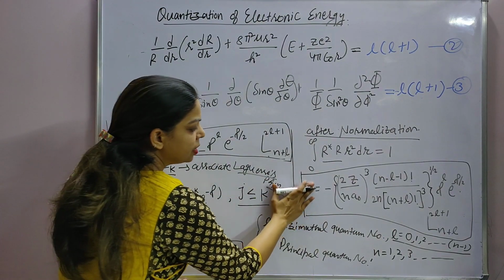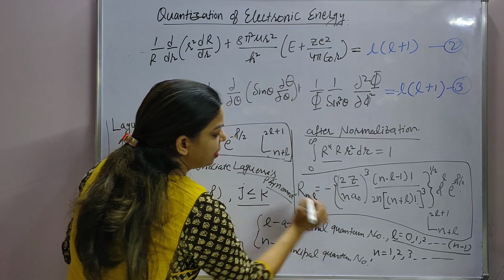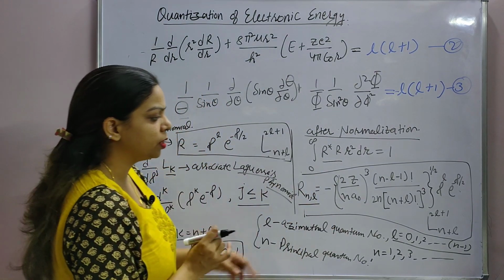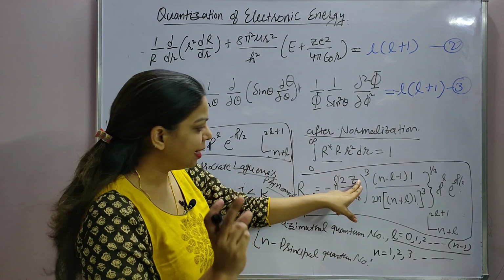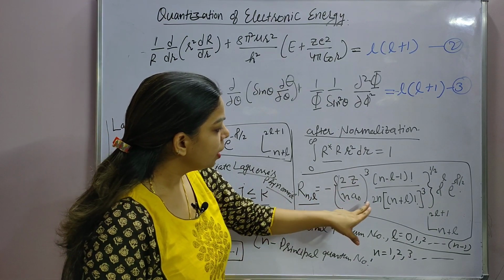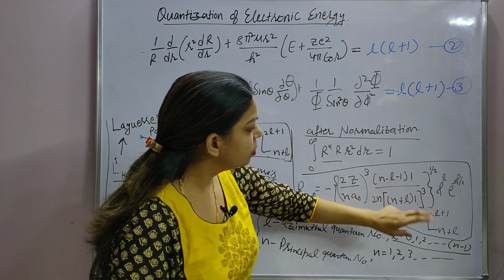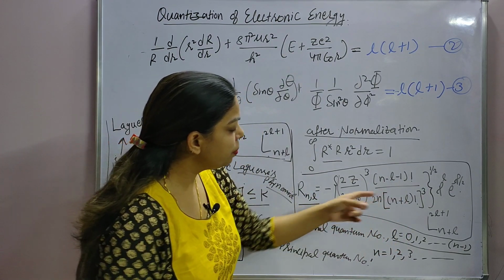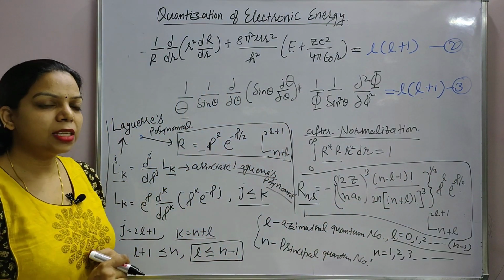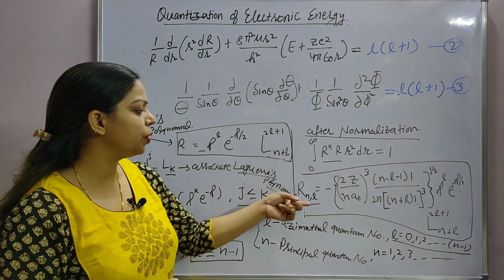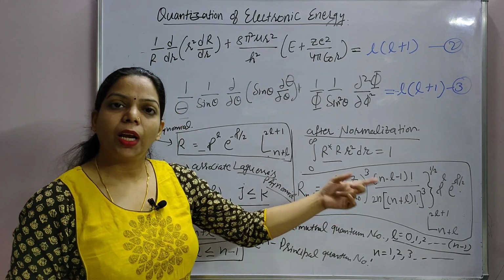Now I can say R is a function of n and l, the principal quantum number and the azimuthal quantum number. So for any atom, if I know the value of Z, the atomic number, and the values of n and l also, I can simply find the value of this entire wave function. So let's see one example of how to find the value of this wave function R when you are provided the values of n and l.